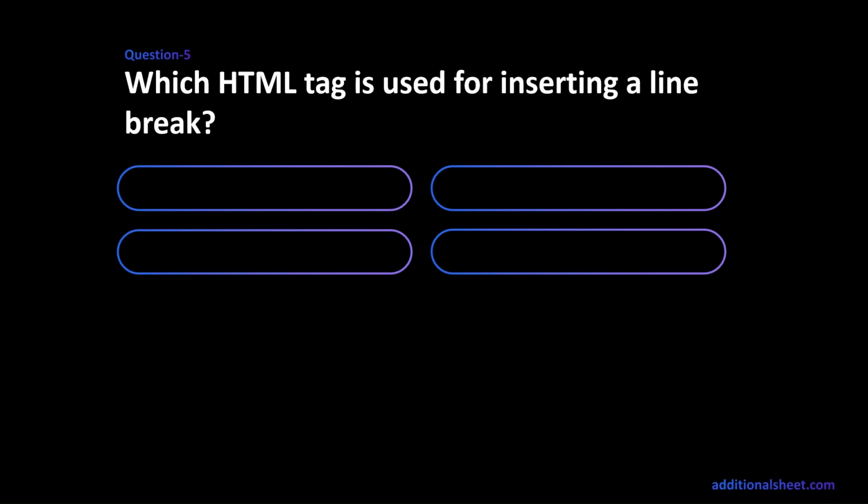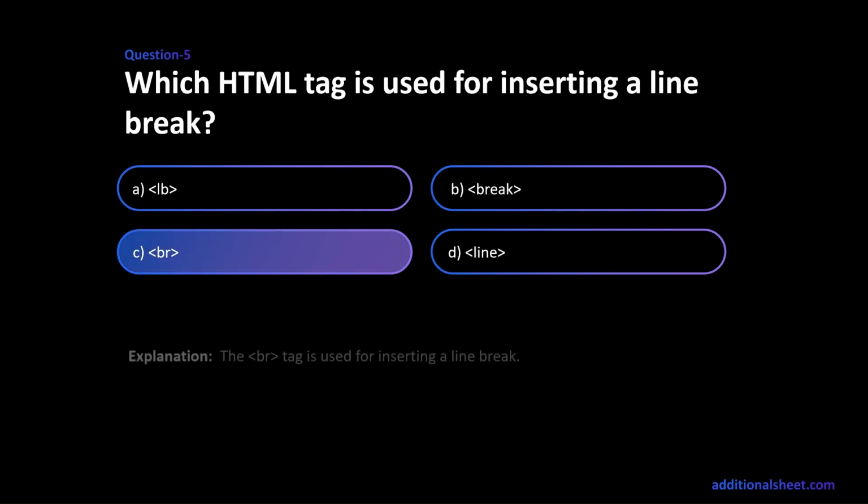Which HTML tag is used for inserting a line break? Options: A. LB. B. Break. C. BR. D. Line. Answer C. BR tag. The BR tag is used for inserting a line break.